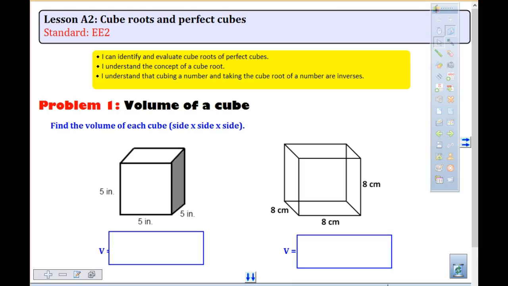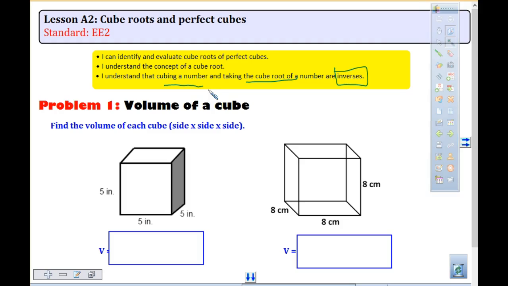Page 5. I'm going to look at the standards at the top. I can identify and evaluate cube roots and perfect cubes. I understand the concept of cube roots, and I understand that cubing a number and taking the cube root are inverses. We talked about how squares and square roots were inverses, right? We are also going to have cube roots, and taking the cube, and those will also be inverse operations, right?